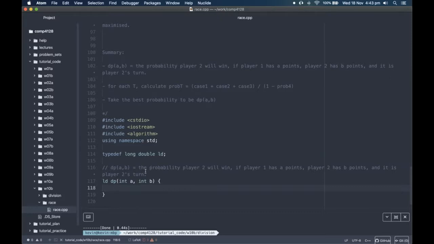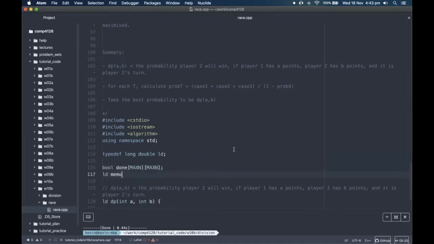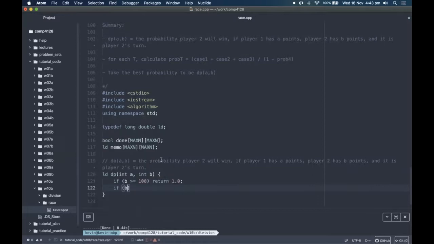Okay, start off with our DP. I guess what we want to do is memoize stuff, so add these two variables here. The done array tells us if we've calculated this DP value before, and the memo stores the previous value that we've calculated. Initially done is all zeros, and as we calculate DP values, we fill it in. If b is larger than or equal to 100, return 1.0. If a is larger than or equal to 100, return 0.0. This is the base case that we talked about earlier.